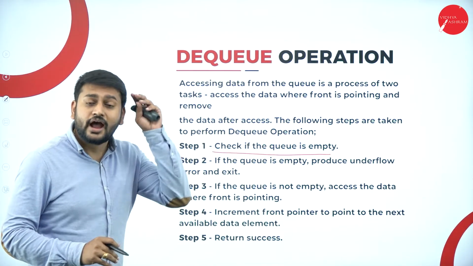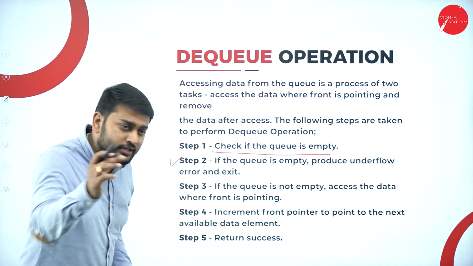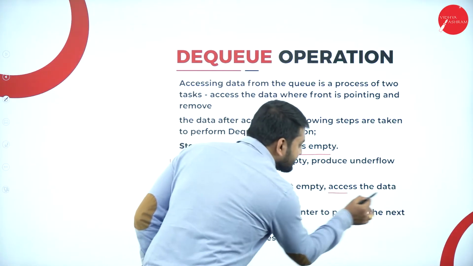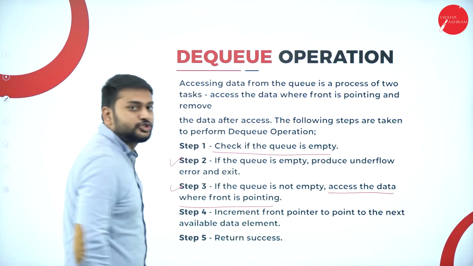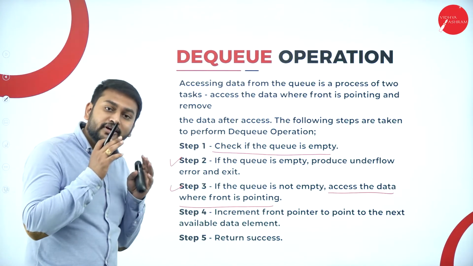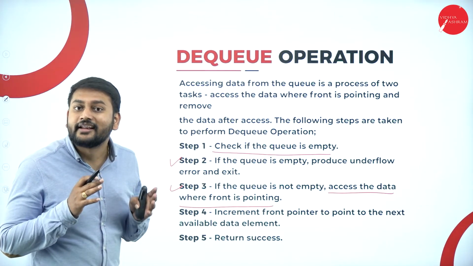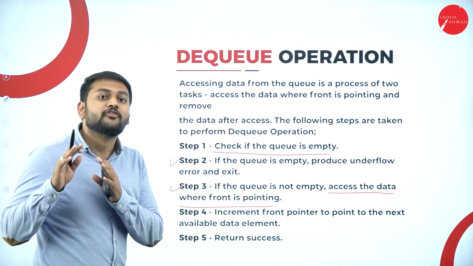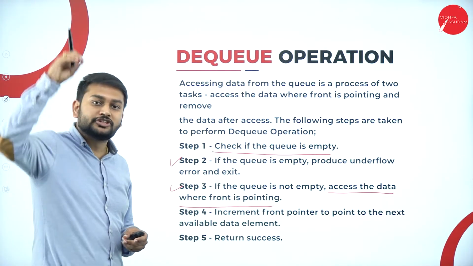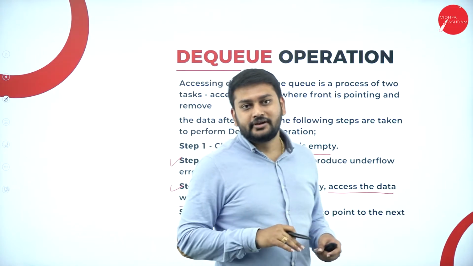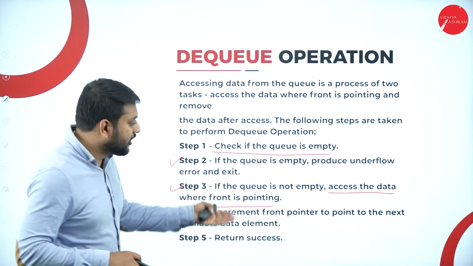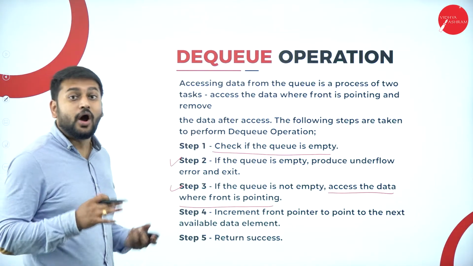Suppose I have an element in the queue. What should I do? That's the third step. If the queue is not empty, access the data where the front pointer is pointing. Remember, insertion will always happen at the rear end. Deletion will happen at the front end. So access the front item, which is pointed to by the front pointer. Then after that, increment the front pointer to the next element. How exactly does it happen?